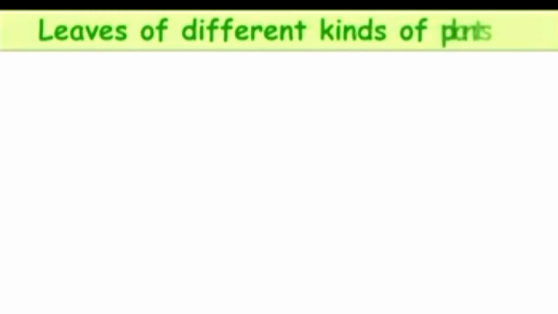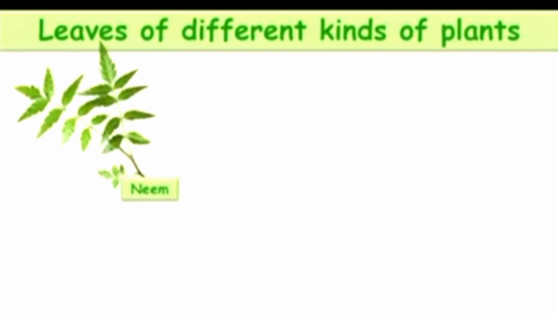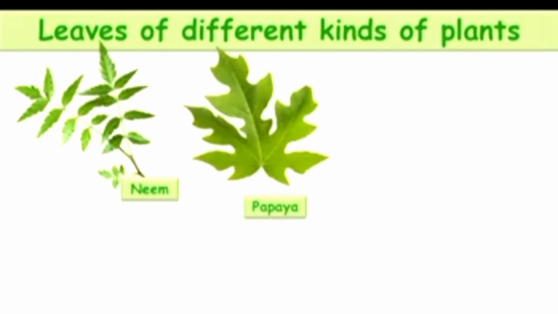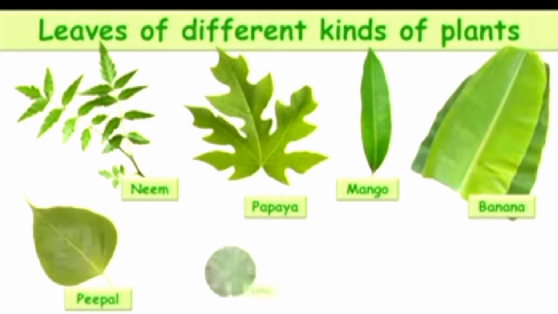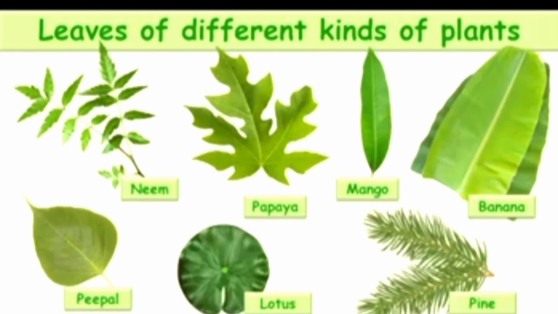All living things, including plants, breathe to stay alive. Stomata on a leaf help the plant to breathe. Stomata take in carbon dioxide for photosynthesis. Most leaves have a wide surface, which helps them to absorb a large amount of sunlight for photosynthesis. Leaves also help in reproduction in some plants.